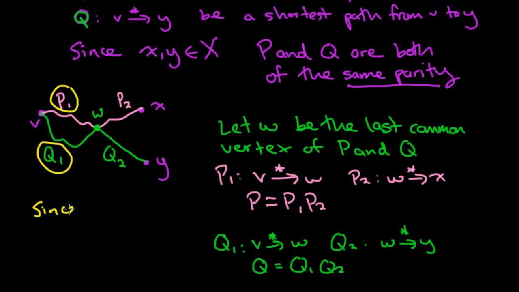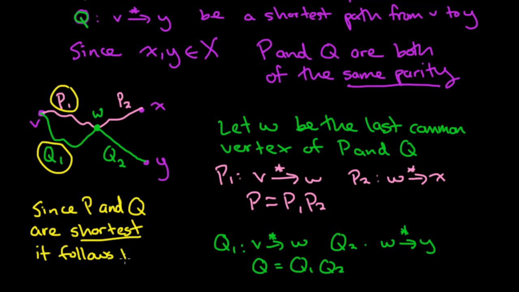Since P and Q are shortest, it follows that the length of the path P1 is equal to the length of the path Q1. Just think about that for another minute to make sure that this makes sense. Because P and Q were taken to be shortest paths, then it follows that this piece right here and this piece right here have to have the same length. If they don't, then there's a shorter way to get through to one of the paths.